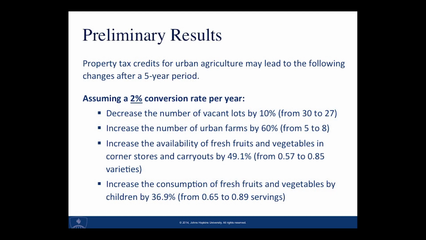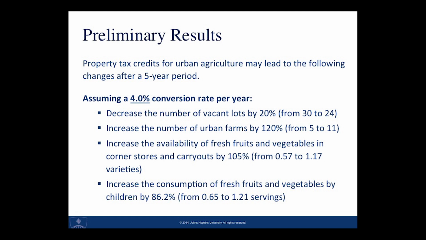This slide presents the preliminary results in a little bit more detail. Assuming a 2% conversion rate per year, we predict a decrease in the number of vacant lots by about 10% from 30 to 27. We predict, using the model, an increase in the number of urban farms by 60% from 5 to 8. The model predicts an increase in the availability of fresh fruits and vegetables in corner stores and carryouts by close to 50%. We also predict an increase in the consumption of fresh fruits and vegetables by children by about a third.